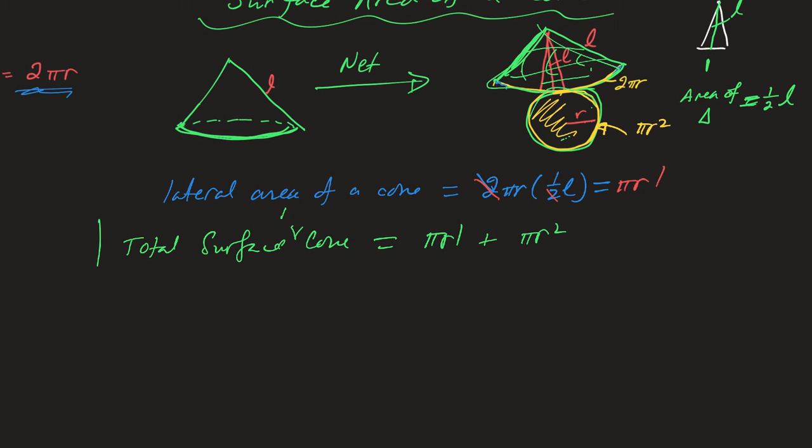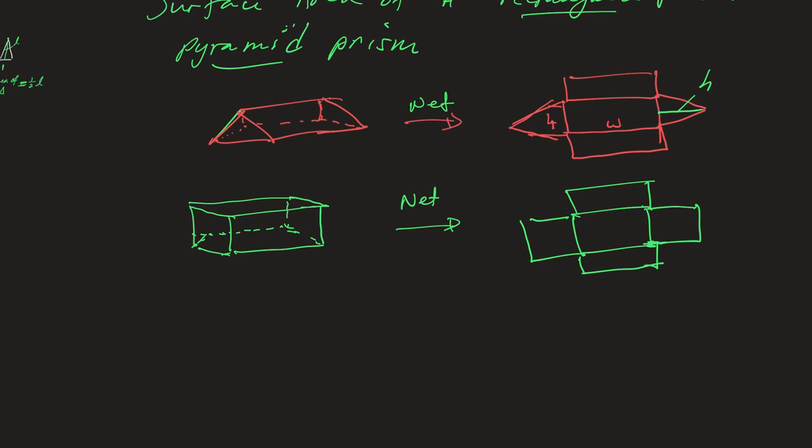And this is the total surface area of a cone, okay? That would be our answer there, total surface area of a cone. All right, the next thing we're looking at is surface area of a rectangular prism and a pyramid.